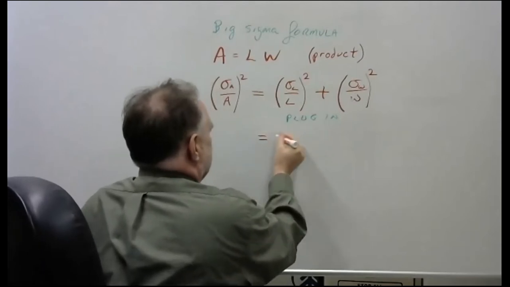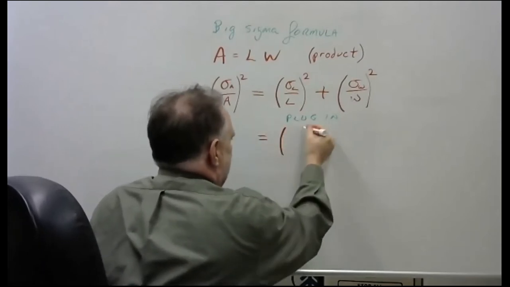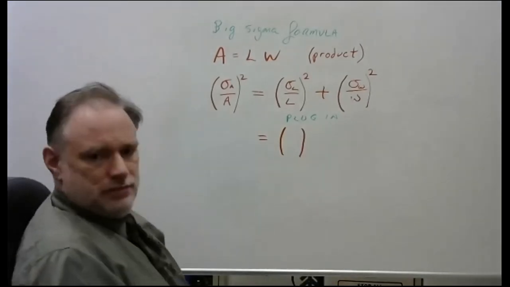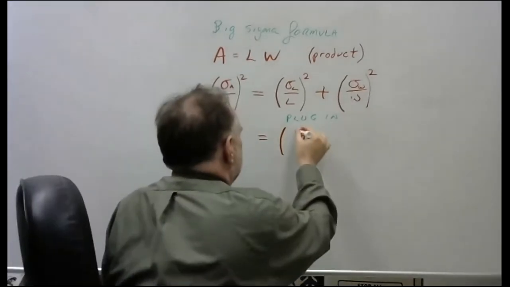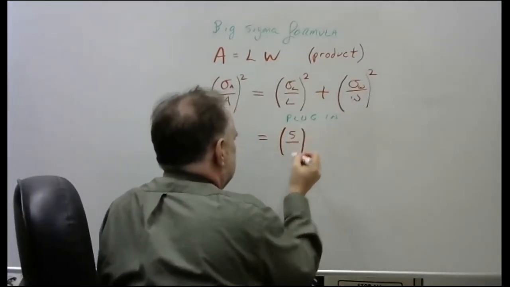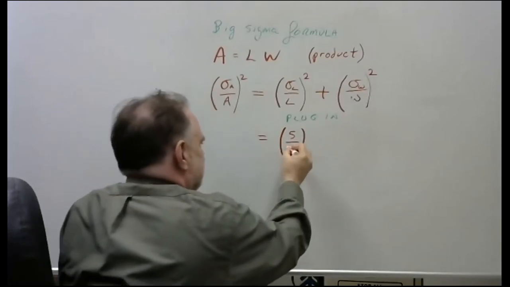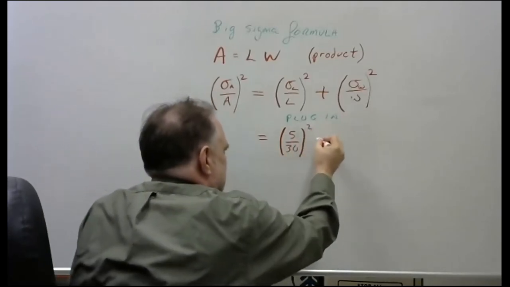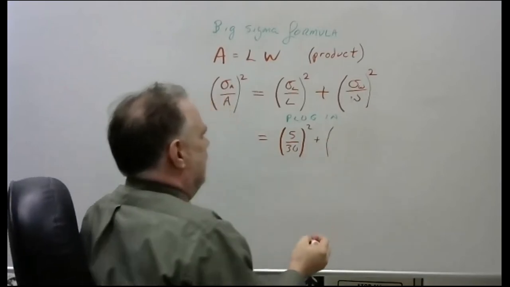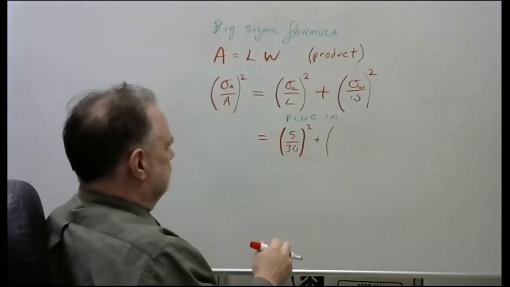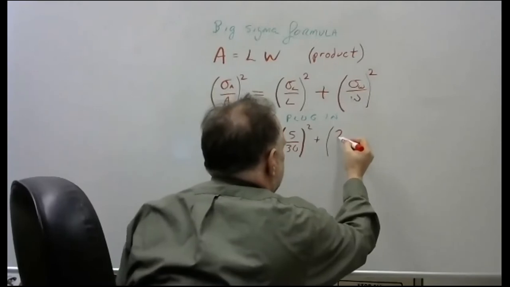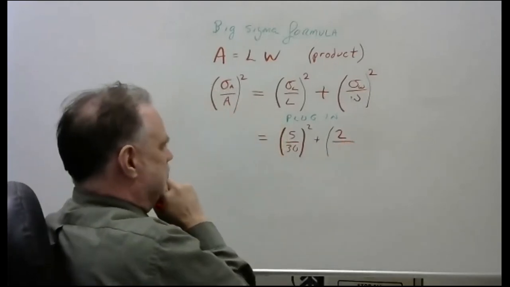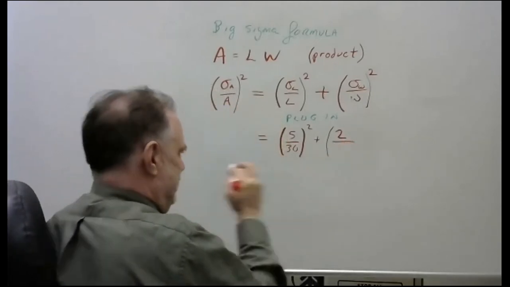So when we plug in the numbers, what was sigma L? 5. Somebody else, what is L? 30. Somebody else, what is sigma W? 2. And then somebody else, what is W? 8.